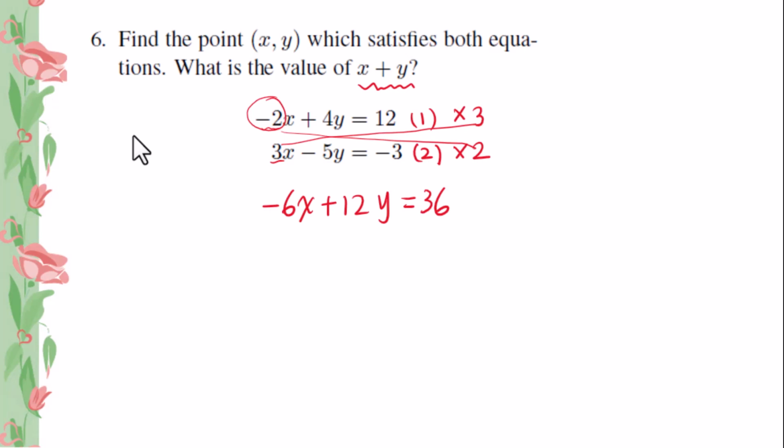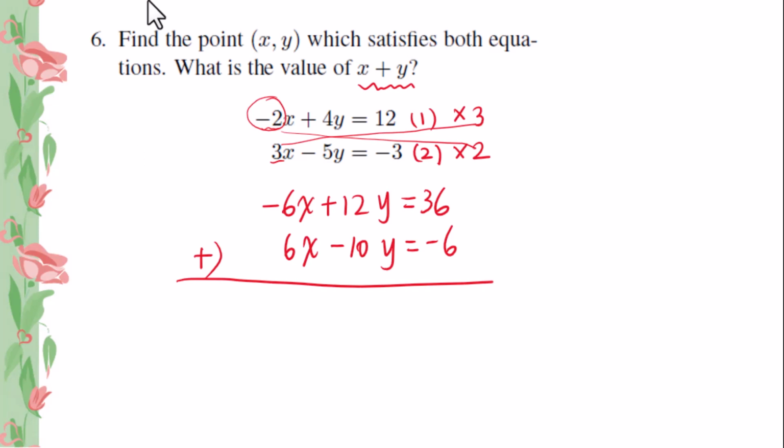2 times 3, 6x. -5 times 2, minus 10y equals -3 times 2 is -6. Then I add together. -6x and +6x are opposite. I add together. Cancel. 2y equals 30. Y equals 15.